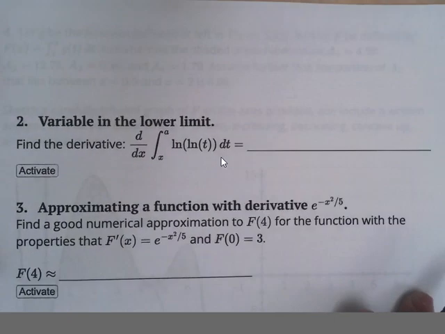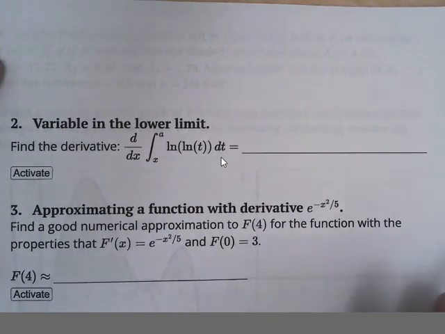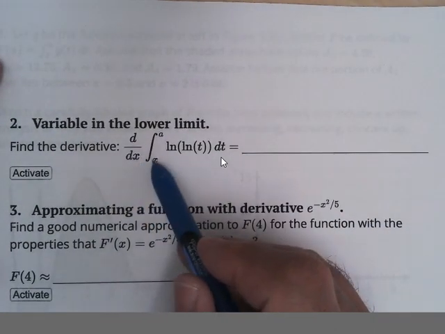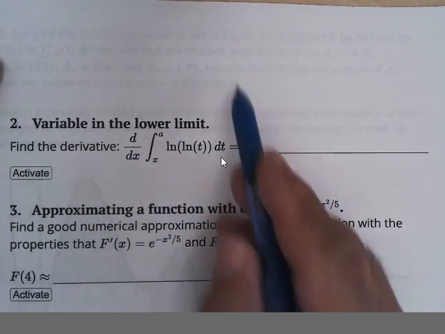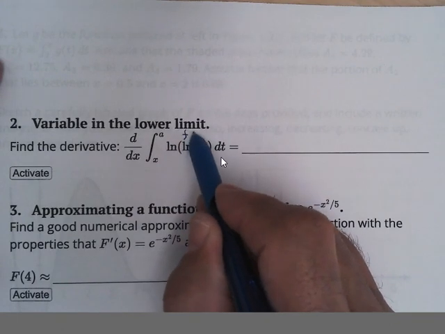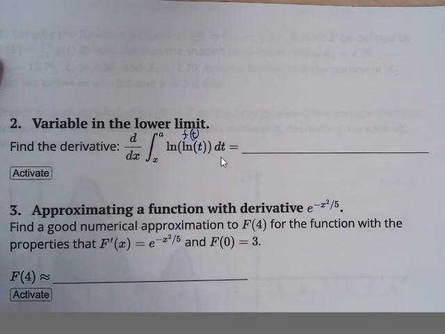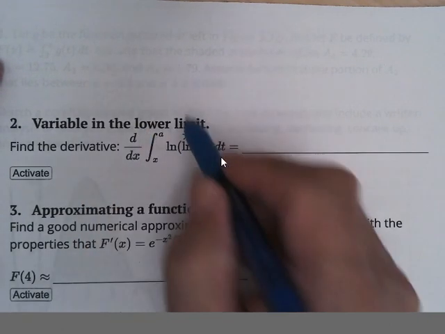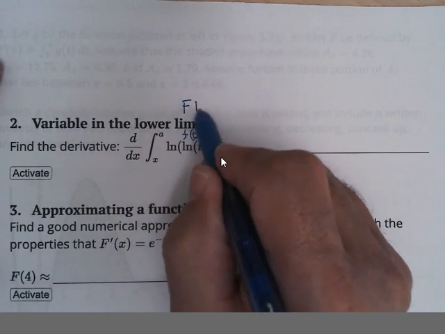Number 2. So if we integrate this, let's say this is little f of t. So if you find the antiderivative, it would be capital F of t.